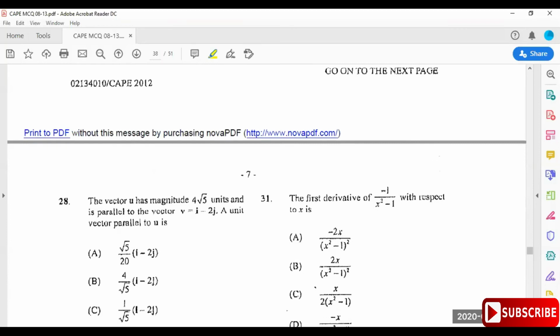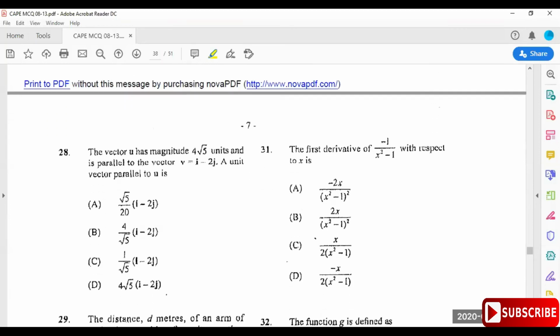Question 28 says that the vector u has magnitude 4 root 5 units and is parallel to the unit vector v. First and foremost, I need to show you how they write a unit vector. A unit vector has a magnitude of 1 unit. So the unit vector v is 1 over the norm of the vector v, times vector v itself.